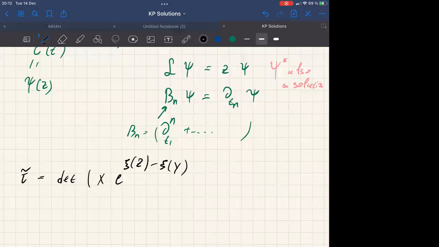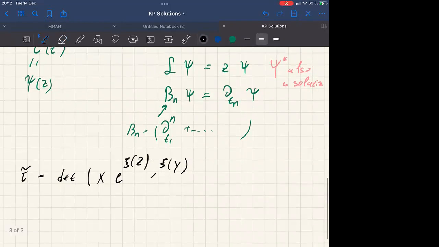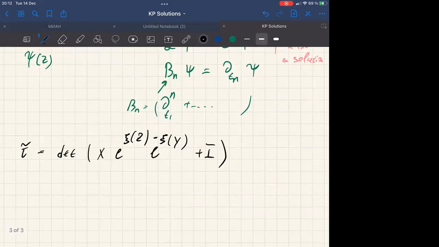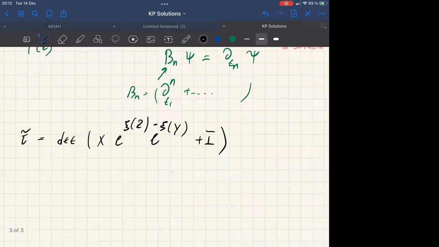Well, we should probably write it this way: minus times y plus 1. And this is a different tau function, but this will give us the same answer for the internal solution of Kapila.